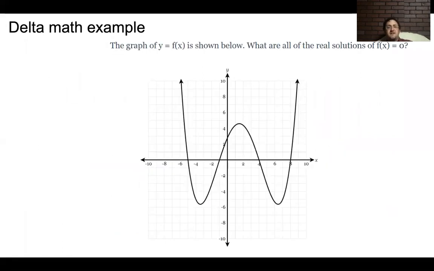So let's look at another type of question here. The Delta Math example, they may give you alternate terminology. So they might say real solutions. Real solutions just simply means listing out your x-intercepts. So we have solutions at -5, -1, 4, and 8.